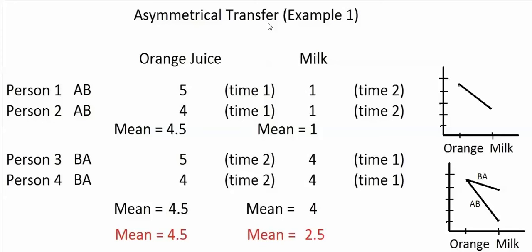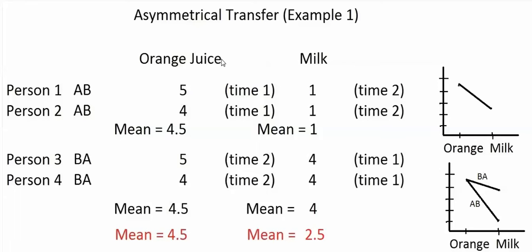I wanted to talk about how asymmetrical transfer is a type of interaction. Now, within subjects design, asymmetrical transfer is an interaction between the independent variable and the order of conditions. If you have an interaction between the independent variable and the order of conditions, like we see here, then you have asymmetrical transfer in your data set. Let's go over this example on the screen to help us understand why asymmetrical transfer is a type of interaction.